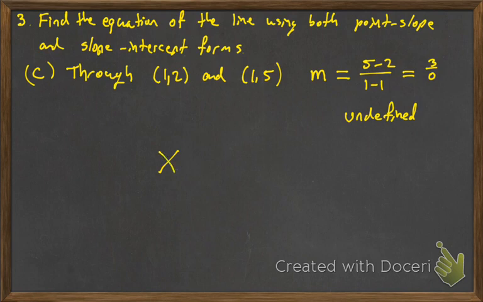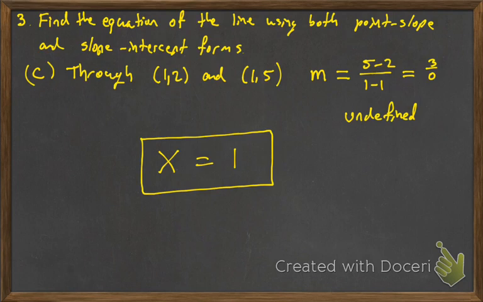And if you remembered, if you had an undefined slope, that meant it was a vertical line. So vertical lines are going to have the form x equals whatever the repeated value is. So you see how these are both 1. That means your x is going to be 1. That's going to be the equation of the line there. So if you get an undefined slope, x equals.